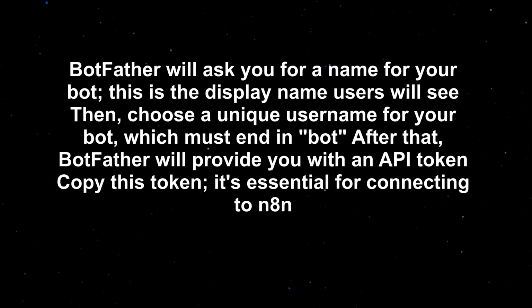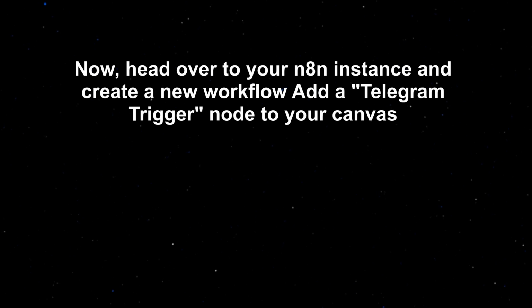After that, BotFather will provide you with an API token. Copy this token. It's essential for connecting to N8n. Now, head over to your N8n instance and create a new workflow. Add a Telegram trigger node to your canvas.